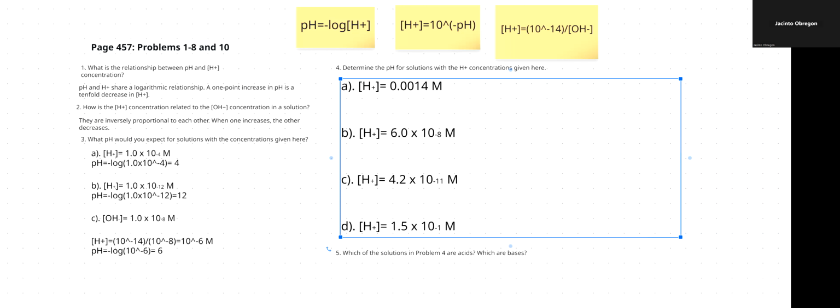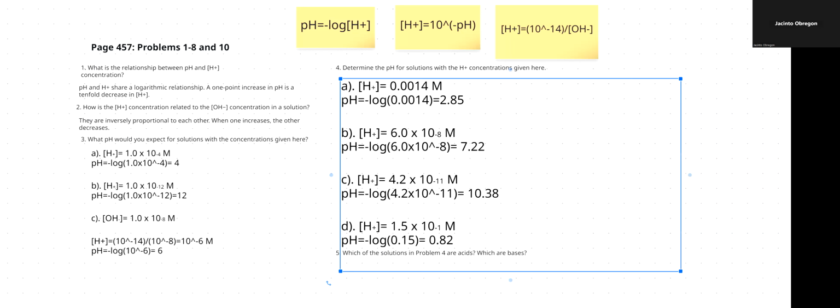And then for part D, again, all you need to do is pH is equal to negative log of 1.5 times 10 to the negative 1. But if we remember our scientific notation, 1.5 times 10 to negative 1 is just equal to 0.15. And that should give us 0.82. So these are the answers for parts A through D for number 4.